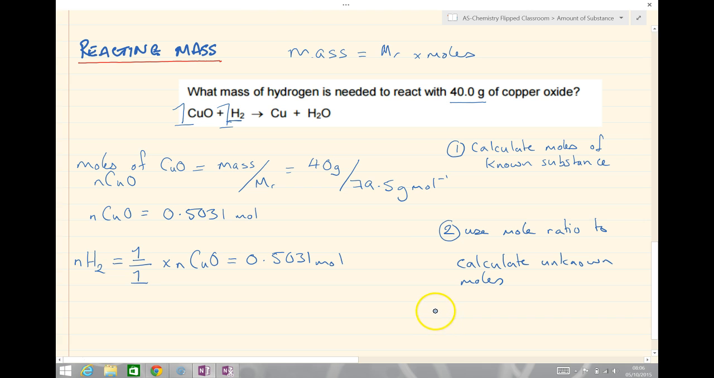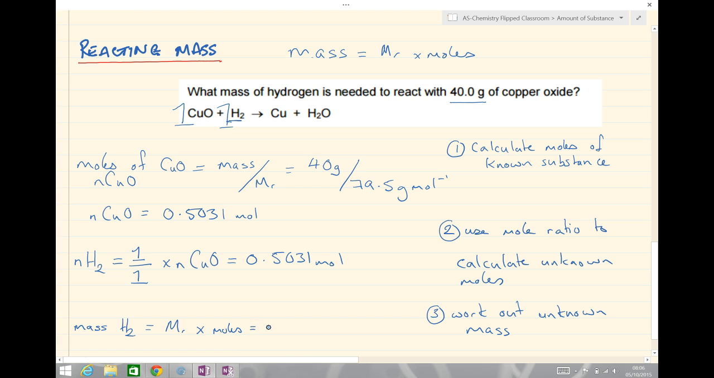The final step then is to work out unknown mass, sorry. And in this calculation it's the unknown mass, but in other calculations it might be the unknown concentration or the unknown gas volume. It would be a rearrangement of your molar mass equation. And so we now have the mass of H2 is going to be equal to the Mr, which we worked out before, times the number of moles.